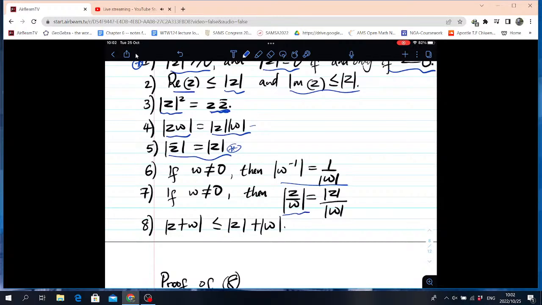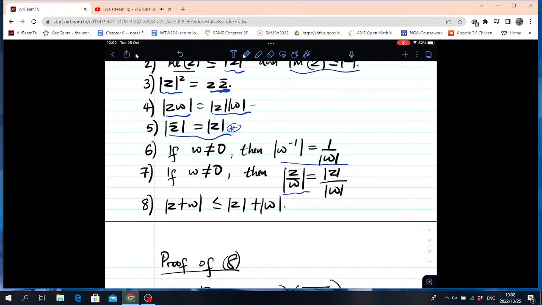And lastly, we've got number 8, which is that the modulus of z plus w is less than or equal to the modulus of z plus the modulus of w, and this is familiar. This is the triangle inequality for complex numbers.